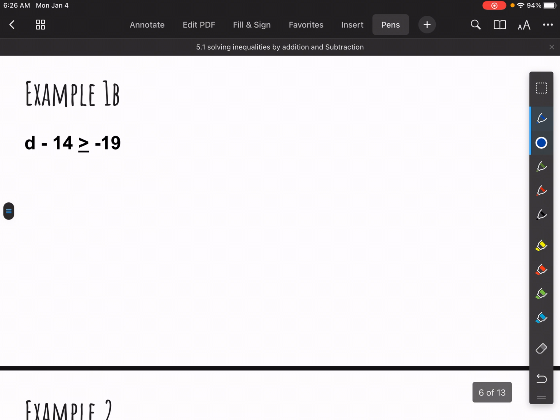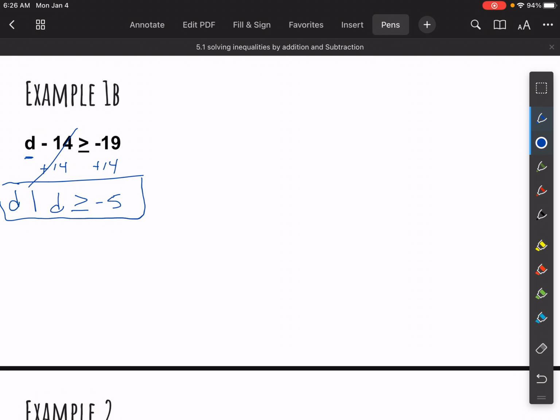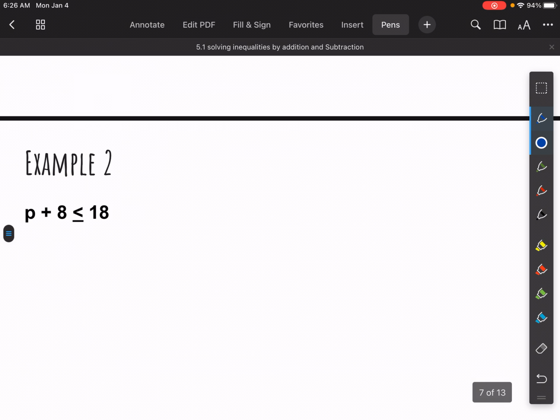Let's look at 1b. Okay, so for here, we want to get this d by itself, so we're going to add 14 to both sides. Okay, so this goes away. So I have d is greater than or equal to negative 19 plus 14 is negative 5. Notice my variable is on the left, which is where I want it. So for this one, it's very simple. You would just say the set of all numbers d, where d is greater than or equal to negative 5.